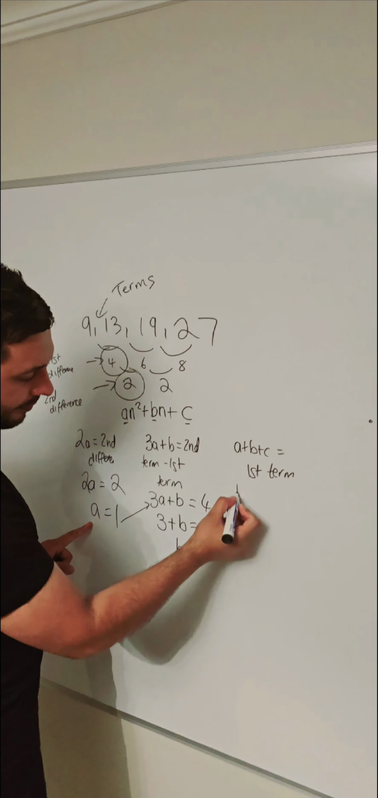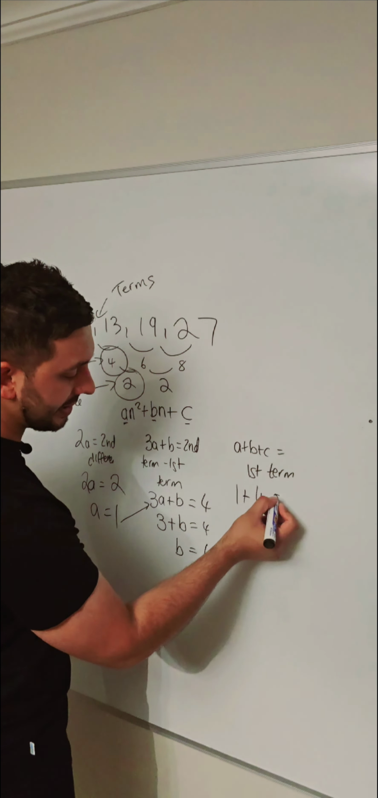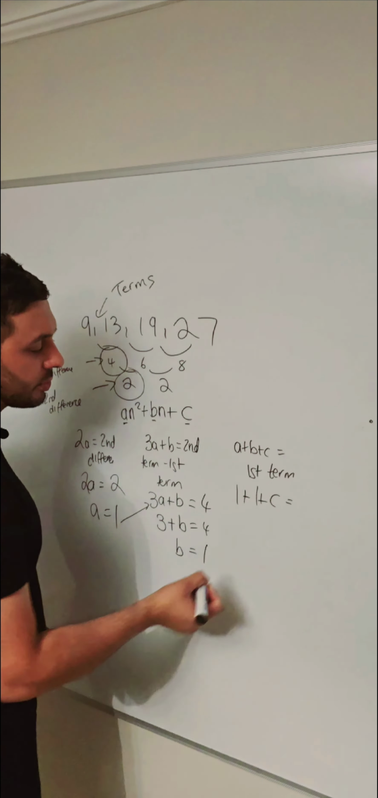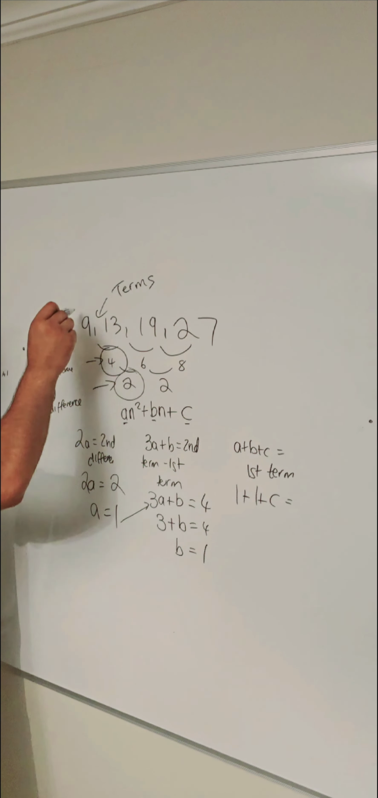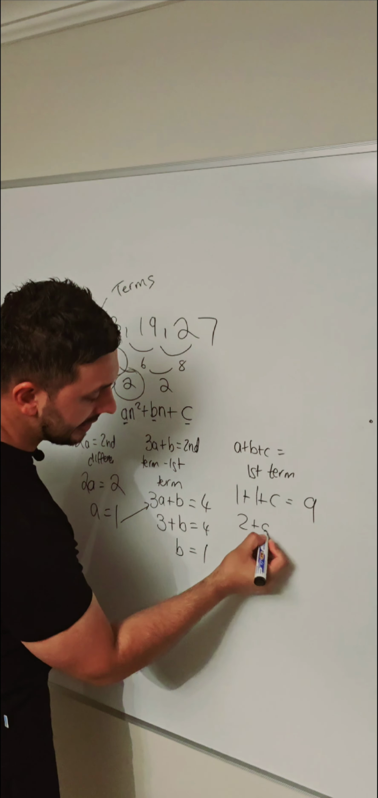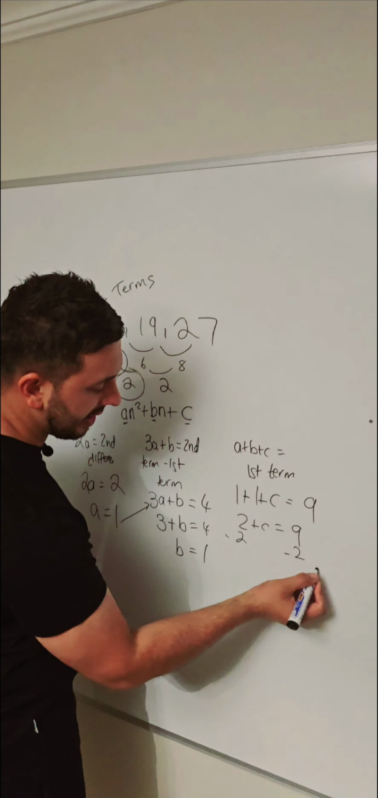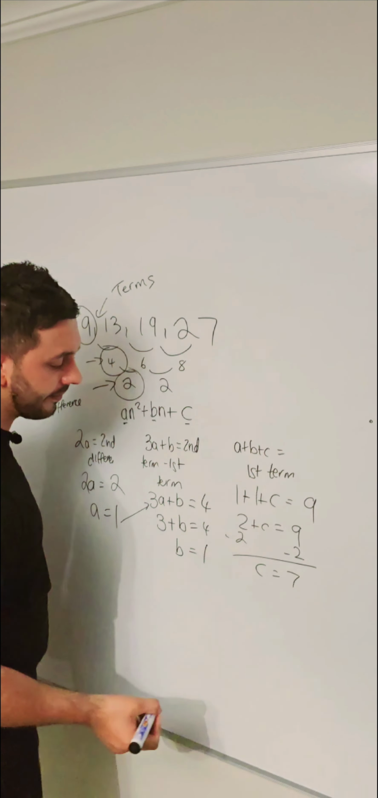A is equal to 1. The b is also equal to 1. Now the value of c I don't know, so c can remain as c. And that's always equal to the first term. The first term is 9. So 2 plus c is equal to 9. And if I minus 2 on both sides, c is equal to 7.